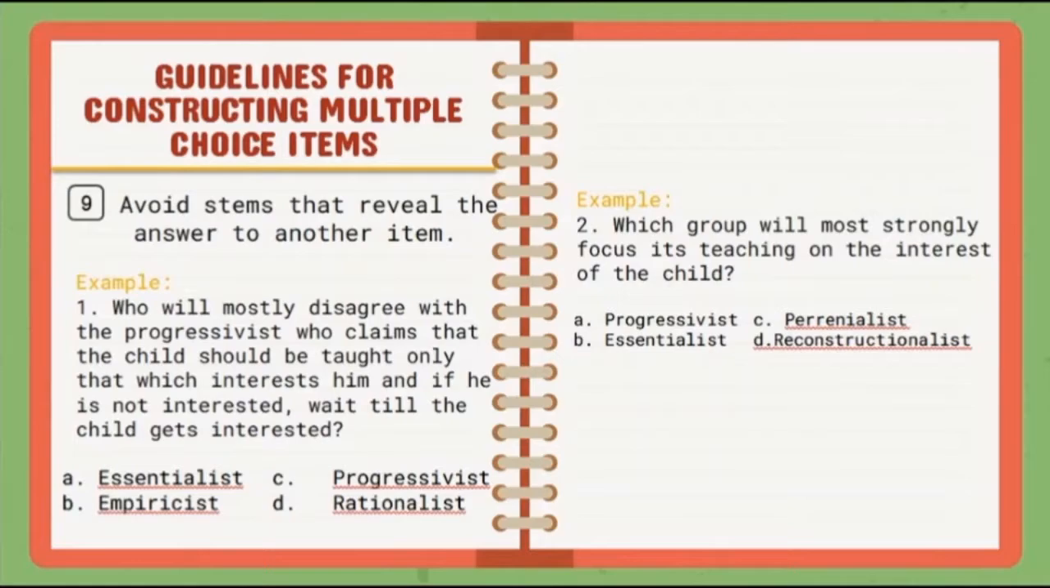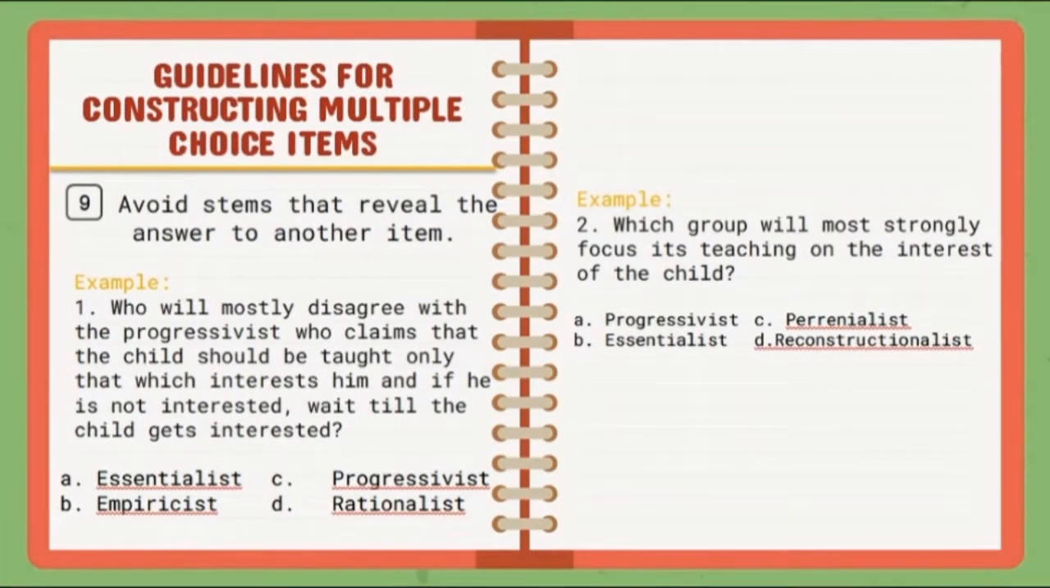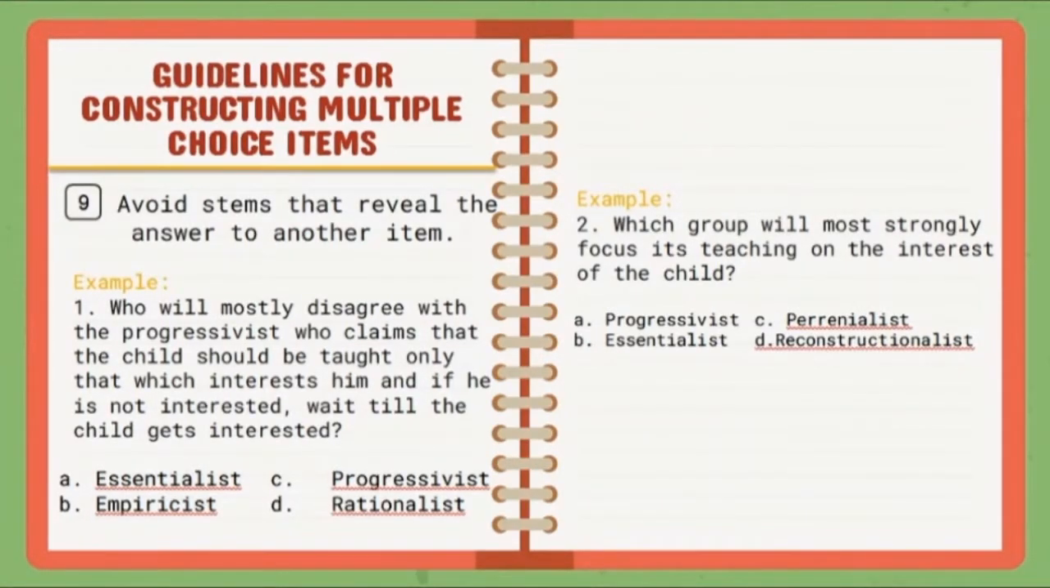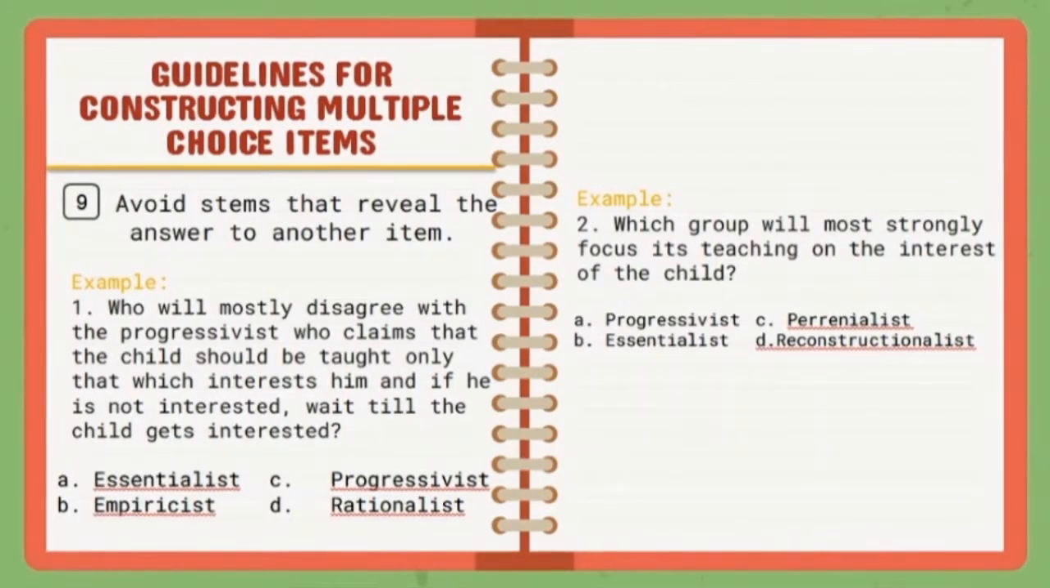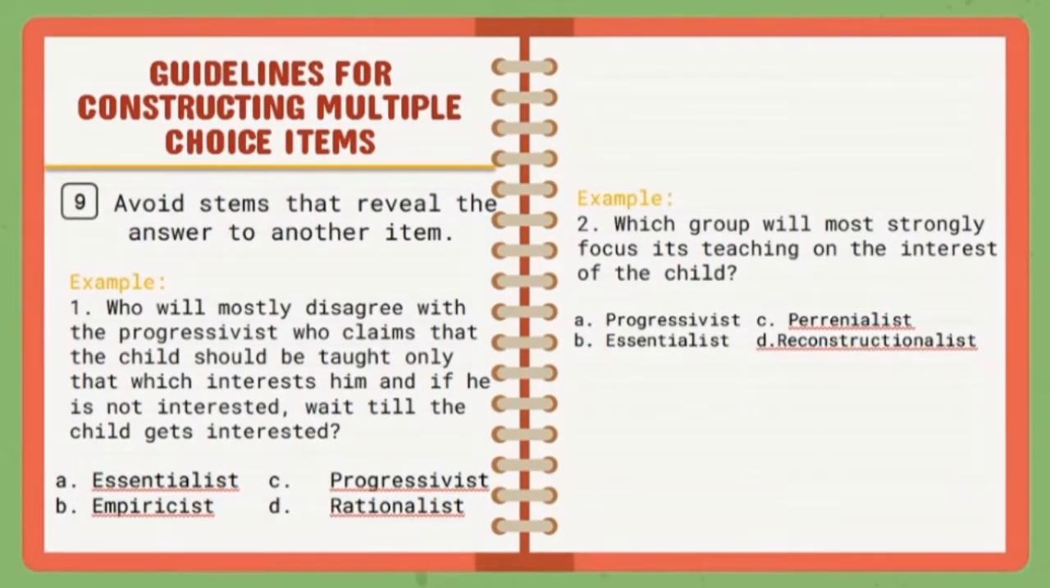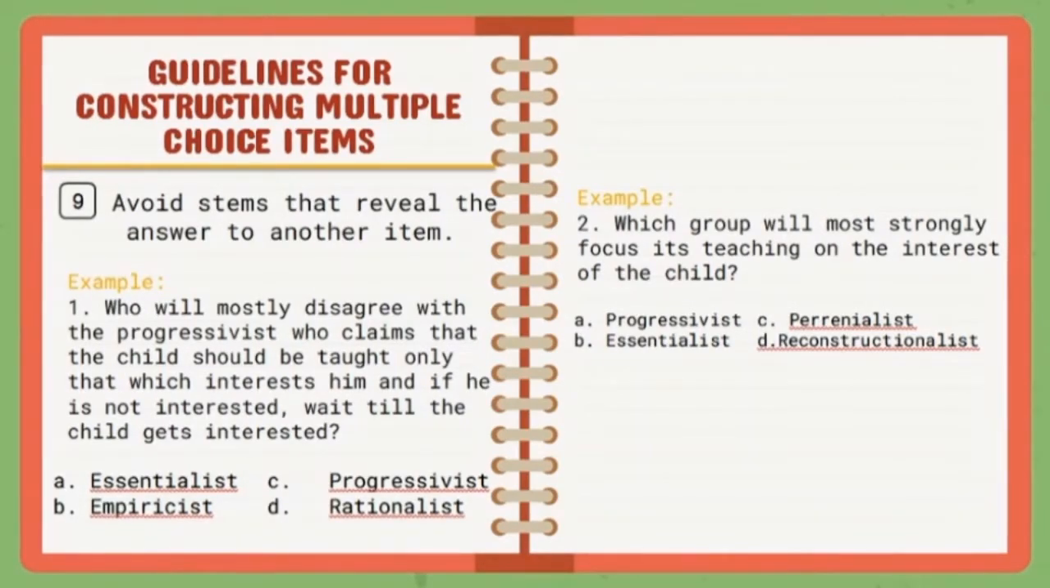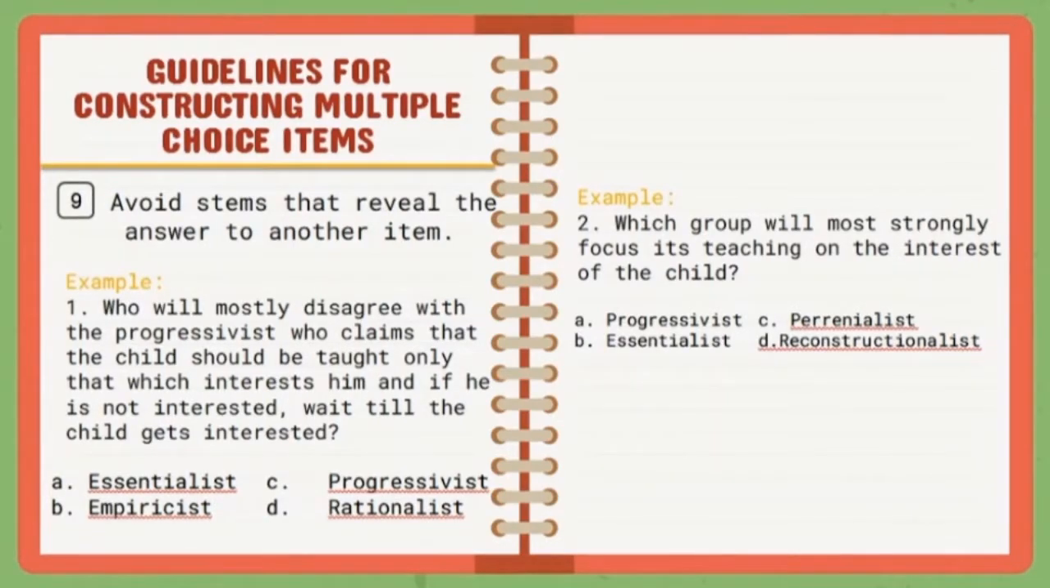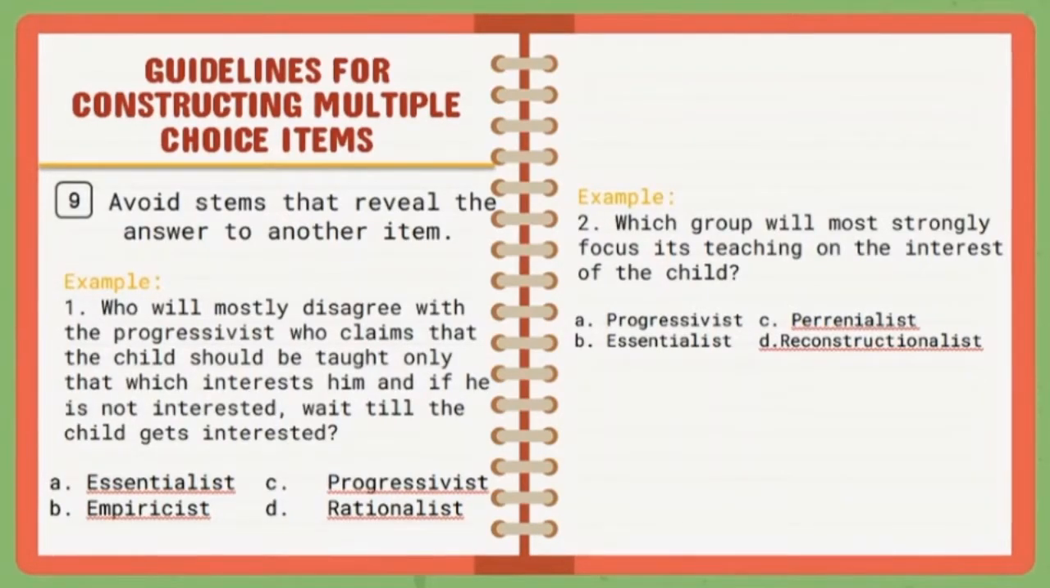Number 9. Avoid stems that reveal the answer to another item. For example, who will mostly disagree with the progressivist who claims that the child should be taught only that which interests him, and if he is not interested, wait till the child gets interested? A. Essentialist. B. Empiricist. C. Progressivist. D. Rationalist.